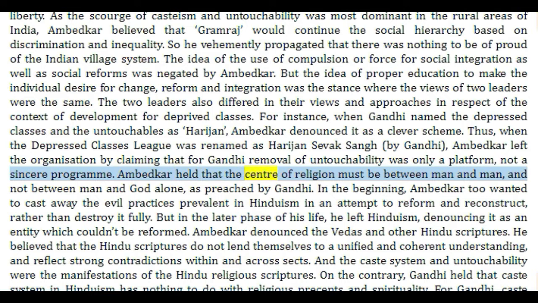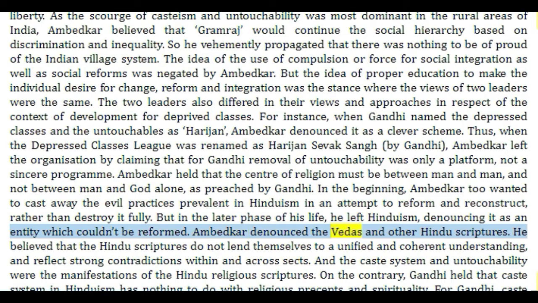Ambedkar held that the center of religion must be between man and man, and not between man and God alone, as preached by Gandhi. In the beginning, Ambedkar too wanted to cast away the evil practices prevalent in Hinduism in an attempt to reform and reconstruct, rather than destroy it fully. But in the later phase of his life, he left Hinduism, denouncing it as an entity which couldn't be reformed.